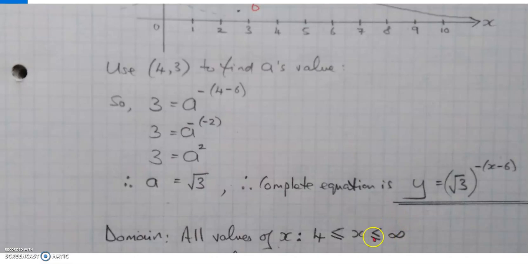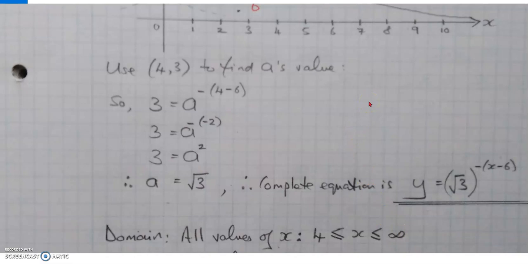Now, I shouldn't really be putting infinity there because infinity is not a number, it's a concept, an idea. Okay, but I've done that because I'm just being a bit naughty. But nonetheless, bear in mind that infinity is not a number. So we can say that 4 is less than x. You don't really need that bit there.